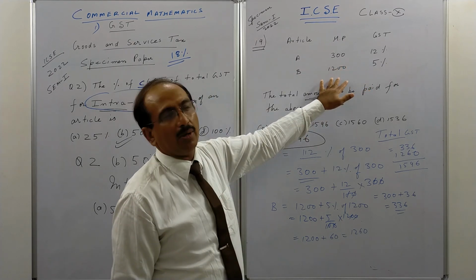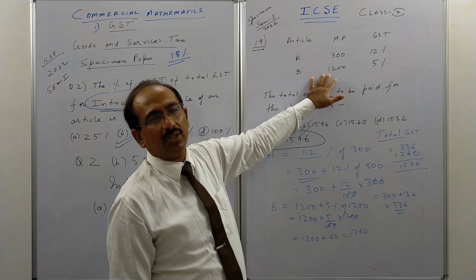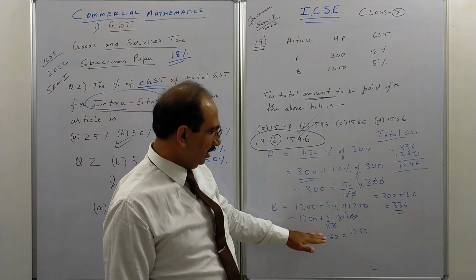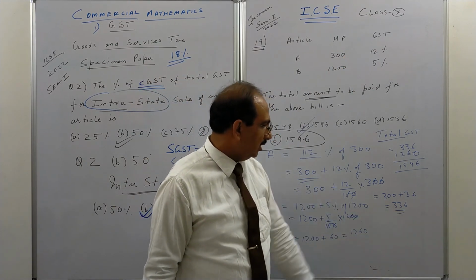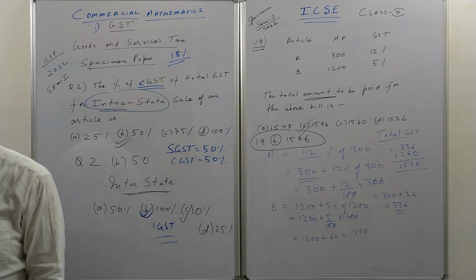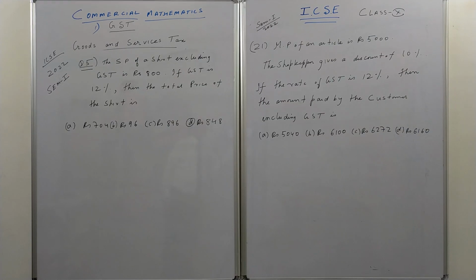And 1200, 5%, we get 60 rupees. 1200, 10% is 120. We remove 10, so half of 120 is 60. So here 1260 plus 336, we get 1596. So kindly pause the video and copy, then we'll take two more sums before we end this particular lesson.